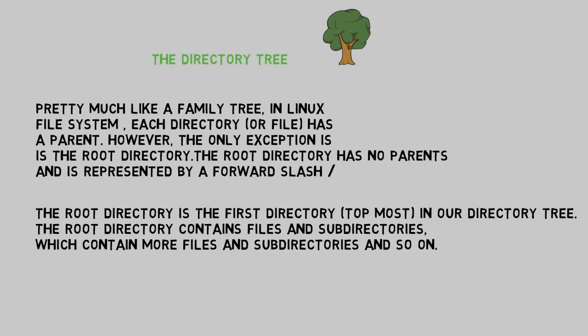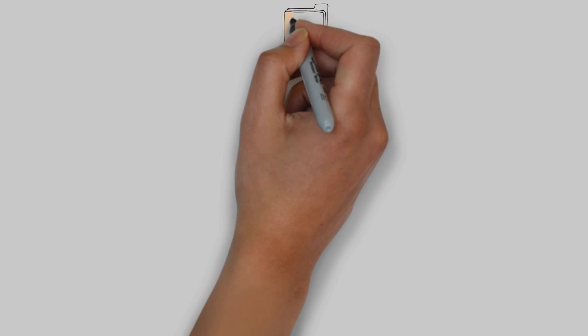The root directory is the first or the topmost directory in our tree. It contains files and subdirectories, which in turn contain more files and subdirectories, and so on. Now we will take a look at how the Linux file system is structured.